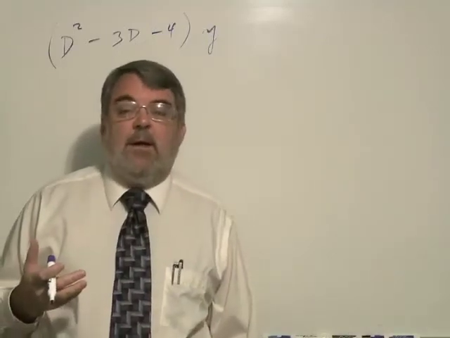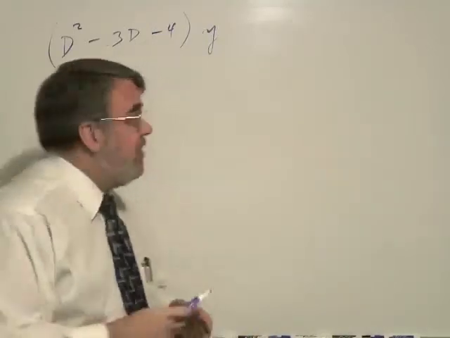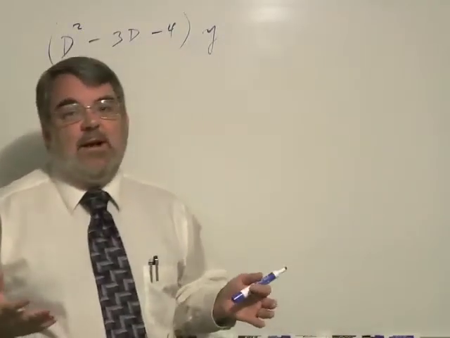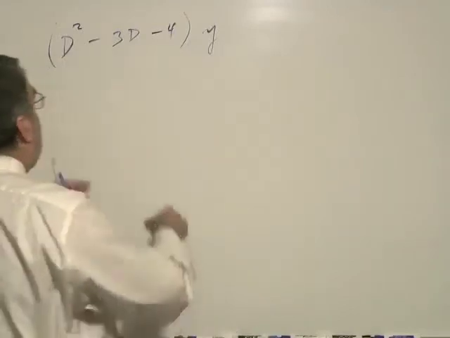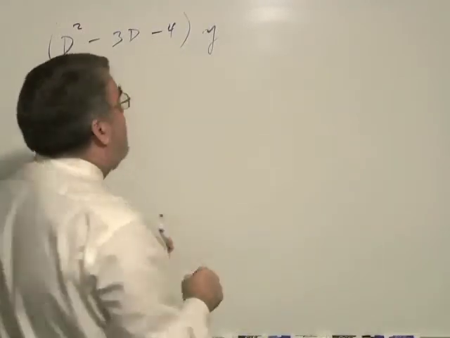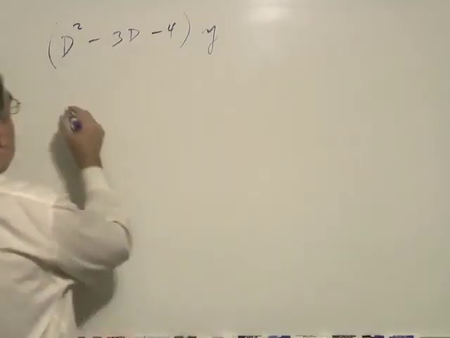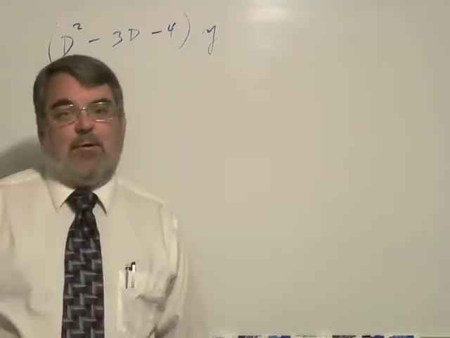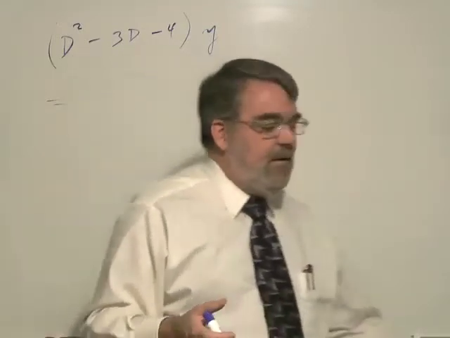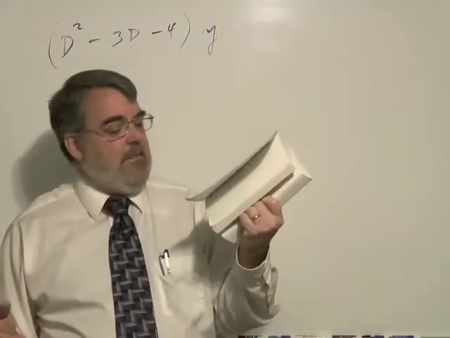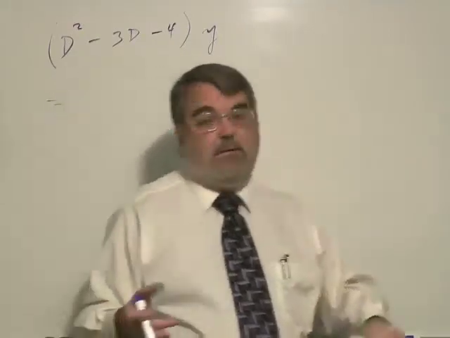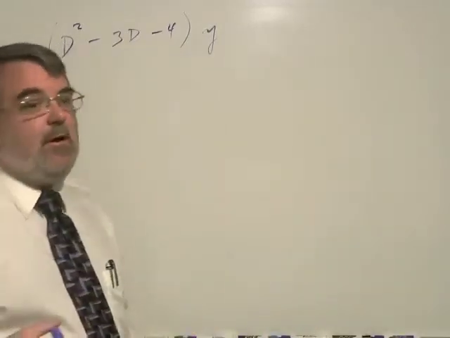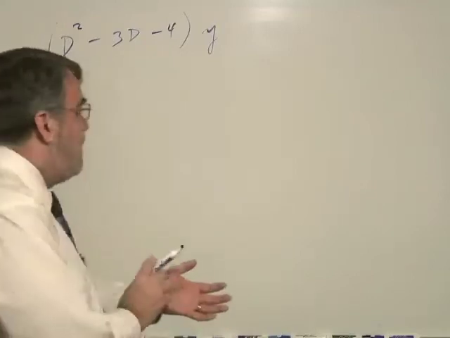Here I've created a polynomial out of differential operators, D squared minus 3D minus 4, and I want to ask what happens when that operates on a function y. It turns out, and there are theorems that support all this, in fact, if you're using the Morris, Tenenbaum, and Harry Pollard book, you'll find all these theorems are addressed in there, and they're pretty much intuitive based upon all those theorems you see in calculus.